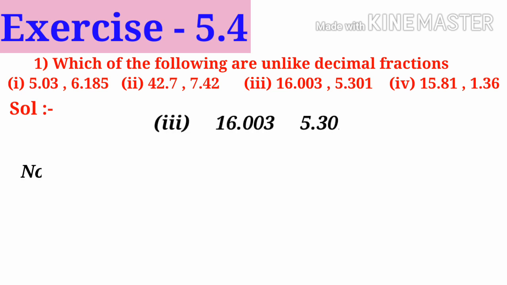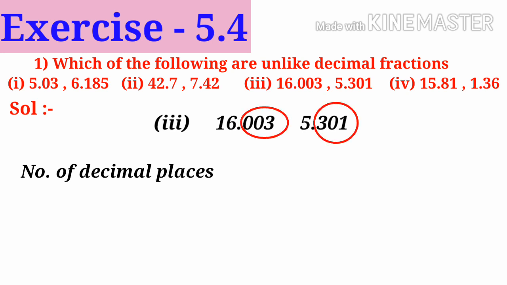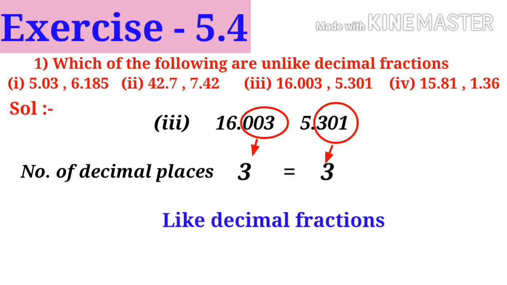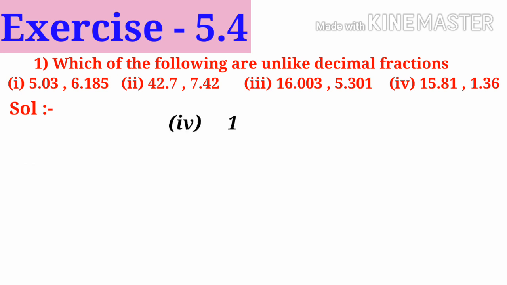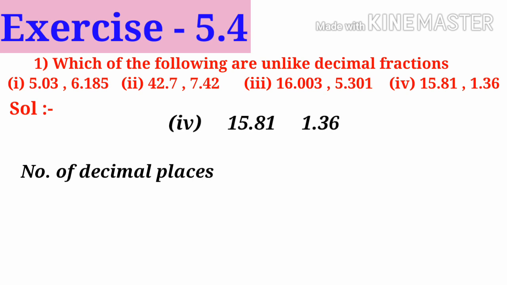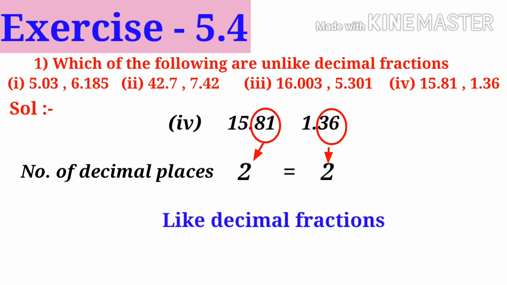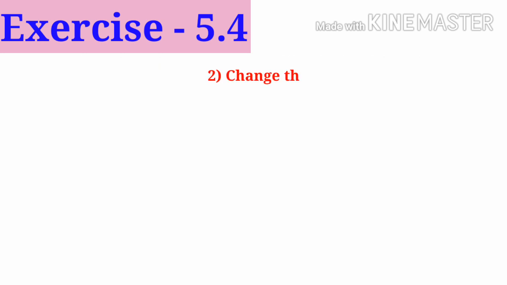Number 3, 16.003, 5.301. So observe that here are 3 digits in the decimal part of both of the decimal fractions. So both are 3, 3. So these are like decimal fractions. Number 4, 15.81, 1.36. Number of decimals in the first decimal fraction, number of digits, is 2. In the second decimal fraction, number of digits is 2. 2 is 2. So like decimal fractions.